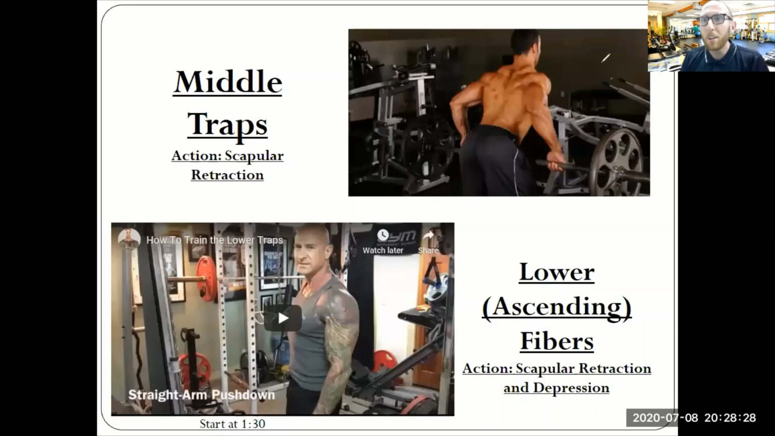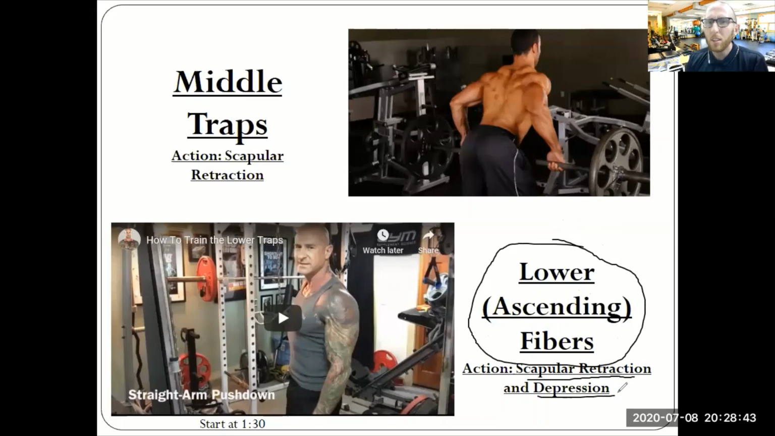Now the upper and the middle traps are probably the easiest. The toughest, I would say, to focus on, but maybe the most important would be the lower or descending fibers that do scapular depression. We know how to do retraction, but how do you do scapular depression? Well, let's take a look at this video.